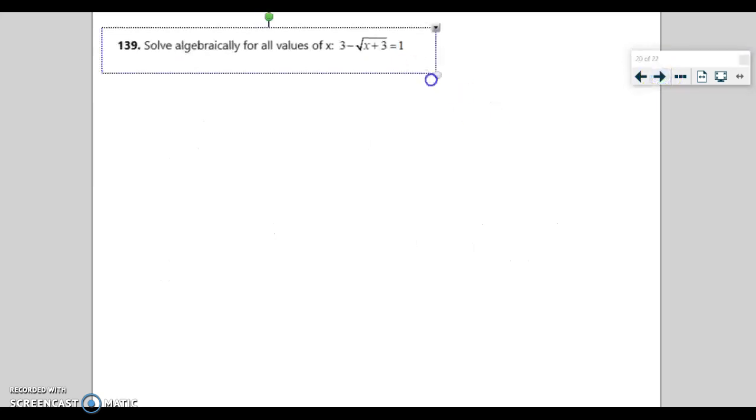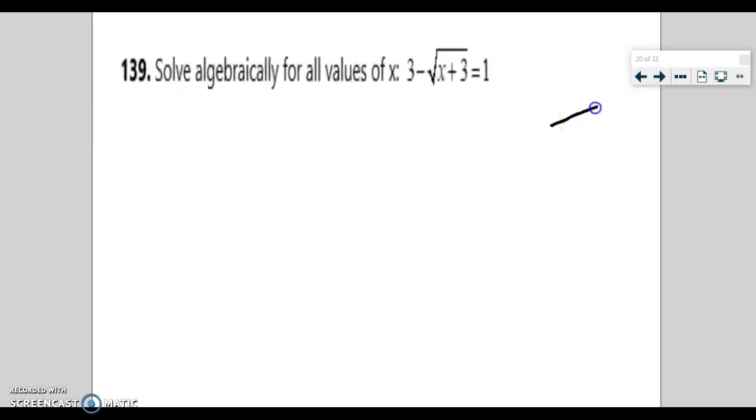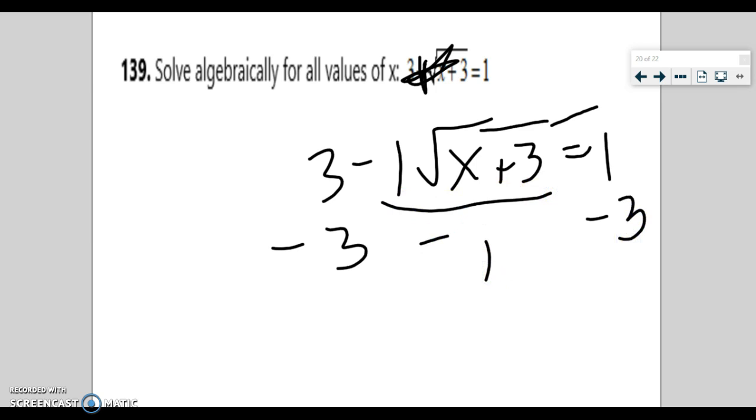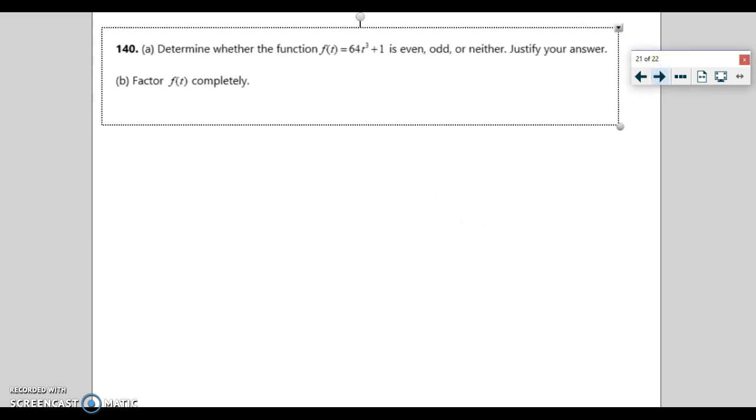Algebraically, I think we struggled with this one a little bit in class. But again, just remember something. There's a negative 1 there. So if there's a negative 1 there, that means eventually, once you minus 3 and you minus 3, you're going to have to divide by negative 1. So just be mindful of that one.